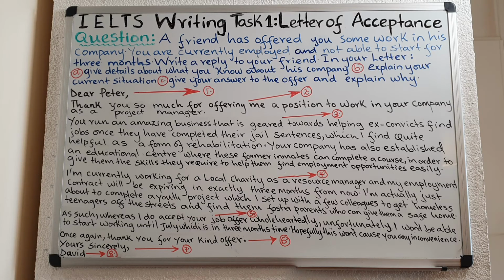Once you have written, Dear Peter, now remember, if you're writing this letter as a friendly letter to Peter, you would start by saying, Hi Peter or Hello Peter, but this is a semi-formal letter. So you know the name of your friend. It is a man, according to the question. Some work in his company. So begin with Dear Peter. And then put a comma. That is step 1.